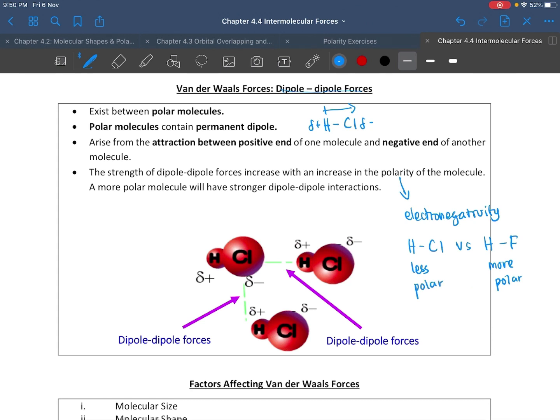Sebab between fluorine versus chlorine. Okay. So, fluorine has higher electronegativity. Okay. While Cl has lower electronegativity. Okay. So, itulah cara dia. Okay. So, lagi polar, lagi kuat dia punya dipole-dipole interaction ni. Okay. So, done for dipole-dipole forces and London dispersion forces.